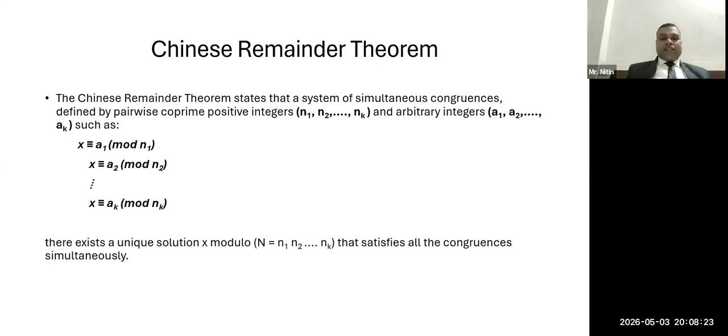So the Chinese remainder theorem states that for the system of simultaneous congruences defined by pairwise co-prime positive integers n1, n2, up to nk, and arbitrary integers a1, a2, up to ak, represented as x ≡ a1 mod n1, x ≡ a2 mod n2, x ≡ a3 mod n3, and so on up to x ≡ ak mod nk, there exists a unique solution x modulo n that satisfies all the congruences simultaneously. So that is the Chinese remainder theorem.